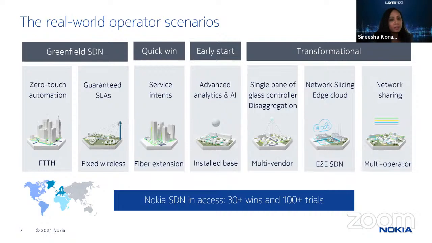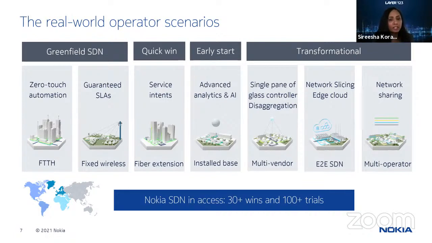And the next set of operators is what we call transformational operators. These are operators that are truly looking at SDN in a big way. Some of the use cases to talk about here are a single pane of glass controller for disaggregated access, for multi-vendor, for end-to-end SDN, including other domains and connecting it to other domains. And that's where network slicing comes into play, providing end-to-end SDN capabilities and combining with other domains.